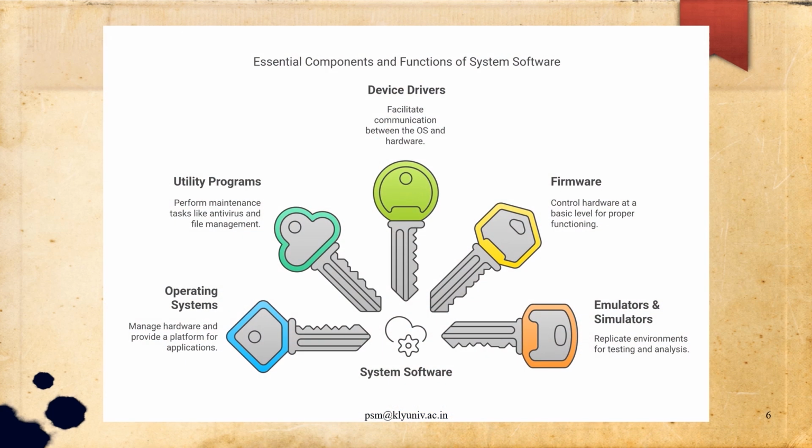So here you can see on this particular screen that definitely the operating system is the most important one if we start from there. But apart from the operating system, we need different kinds of utility programs like your antivirus, like your file management system. Then we need different kinds of device drivers. Like you are installing a printer, you need printer drivers. You are installing input devices like a scanner or something like that, you need a driver for that particular device. So device drivers are also considered as system software.